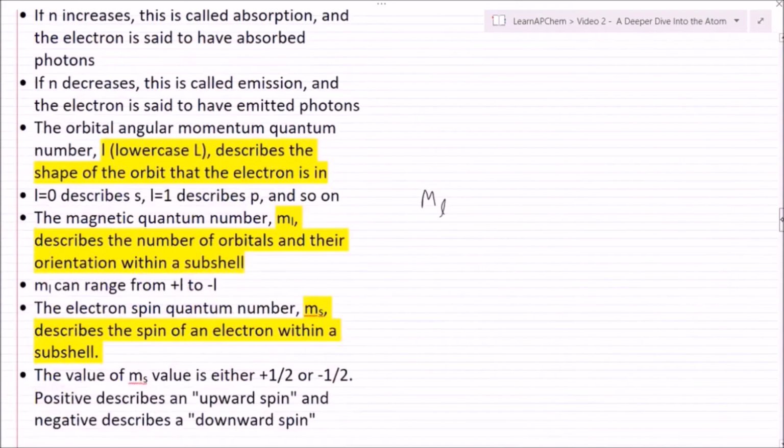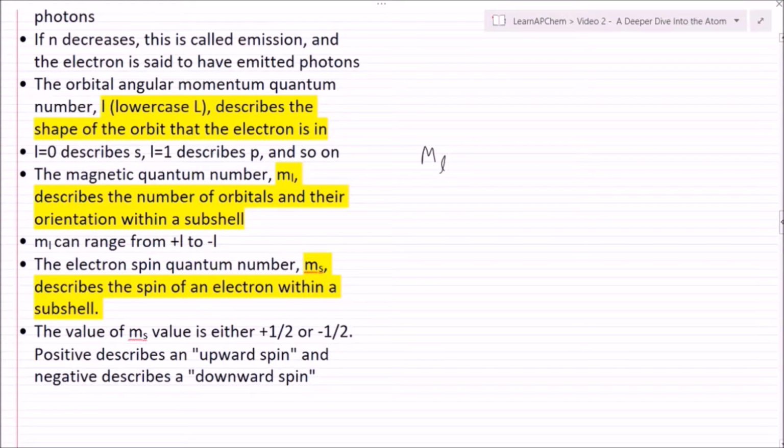And then finally we have the electron spin quantum number, which is m sub s, and that describes the spin of an electron within a subshell. The value of m sub s is either +1/2 or -1/2. Positive describes the upward spin, and negative describes a downward spin. And we'll talk about m sub s a little more coming up here.